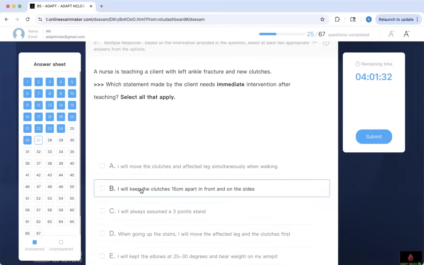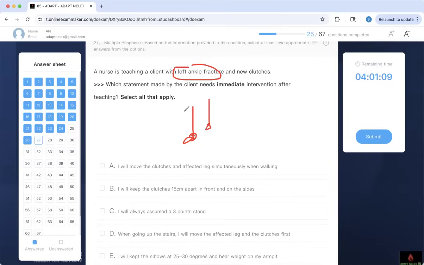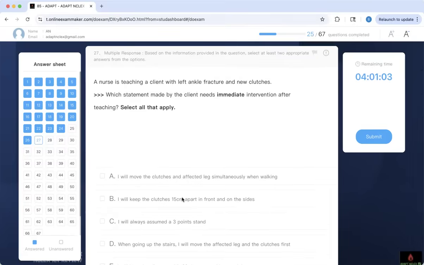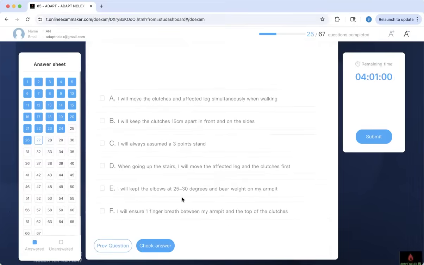Now, a nurse is teaching a client with a left ankle fracture and new crutches. Which statements made by the client need immediate follow-up? Crutches, crutches, crutches, how do you walk? When I see these fundamentals of caution and safety, I go with the keyword, left fracture. That means one leg is good. So the left side is the one in trouble, the affected leg. Therefore, when you answer a question about needing immediate intervention, focus on the affected leg.